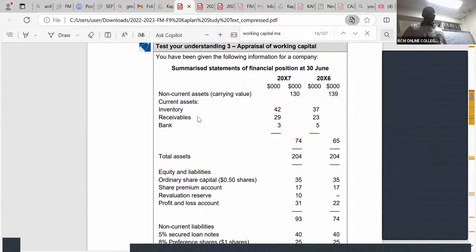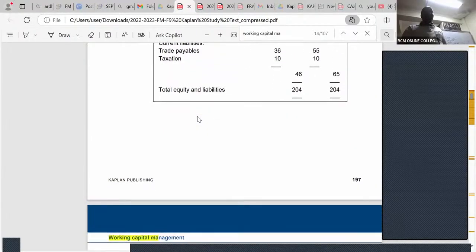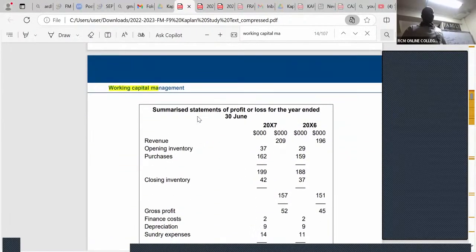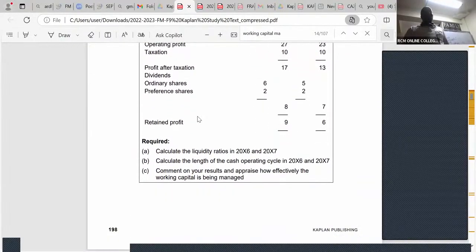So they give you financial statements like these ones, 2 of them. And then they will tell you to calculate the liquidity ratios in 06 and 07, calculate the length of the cash operating cycle in 06 and 07, and then comment on the result and appraise how effectively the working capital is being managed. So this is really a very good one.